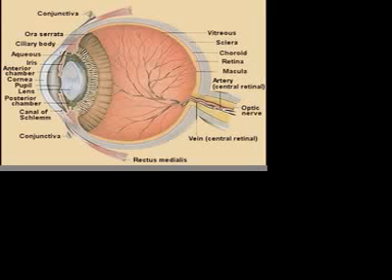Okay, let's review. Light enters the eye through an outer surface called the cornea, and then it passes through an aperture called the pupil, which is expanded or contracted by the iris to allow for the intensity of the light.